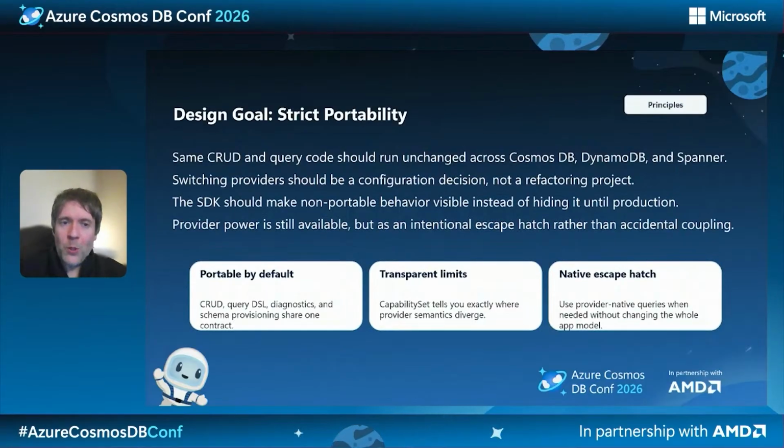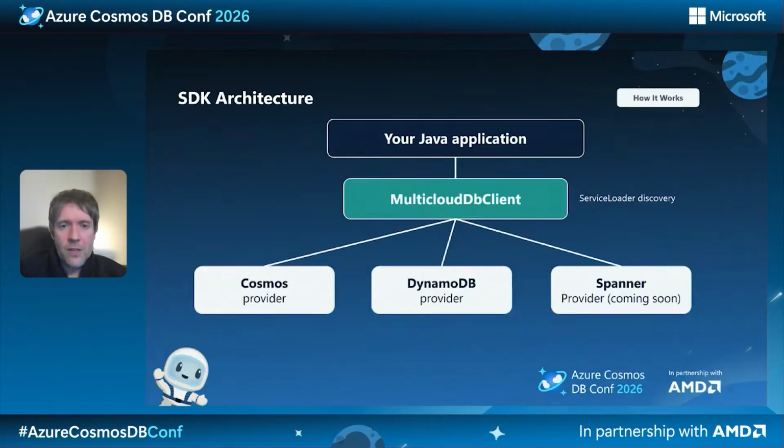So again, design goal, strict portability. The same CRUD and query code should run unchanged across Cosmos DB, DynamoDB, and Google Spanner. It should be portable by default, with transparent limits. We will be providing some native escape hatches, but we don't expect customers to be using these. The whole point of this abstraction is that you shouldn't be using those because that will obviously break portability, and that's what you want if you're in this space.